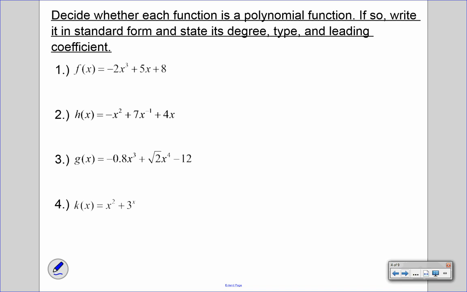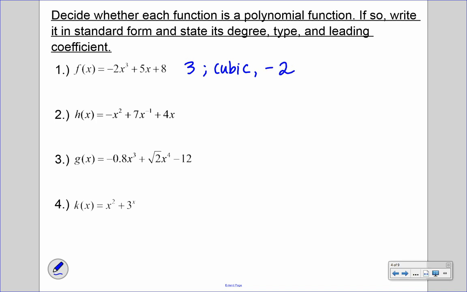This says, decide whether each function is a polynomial function. If so, write it in standard form and state its degree, type, and leading coefficient. Standard form is when you take your highest degree and go to your lowest degree, and your constant is at the very end. For number 1, this one is a polynomial, and it is in standard form, so we don't have to rewrite it. The highest degree is 3, so it is a cubic, and the leading coefficient is negative 2.